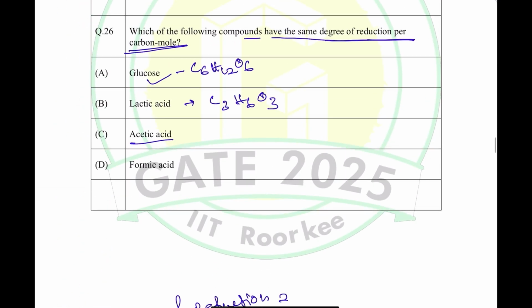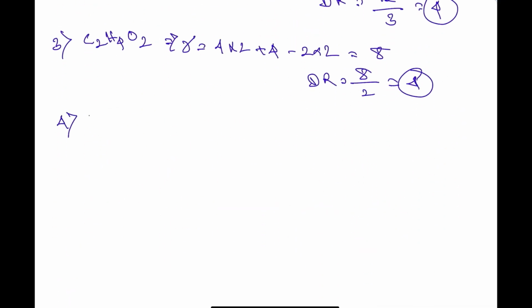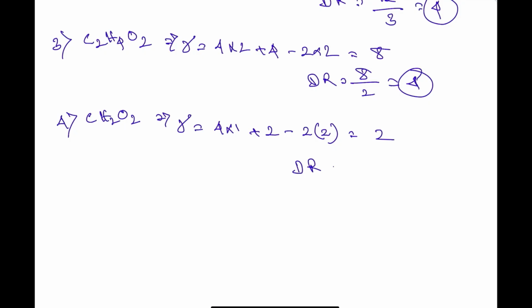Talk about the fourth option, formic acid. The formula of formic acid is CH2O2. From here we will get 4 into 1 plus 2 minus 2 into 2. Here we get 4 plus 2 minus 4 is equal to 2. The degree of reduction is 2 by 1. Okay.